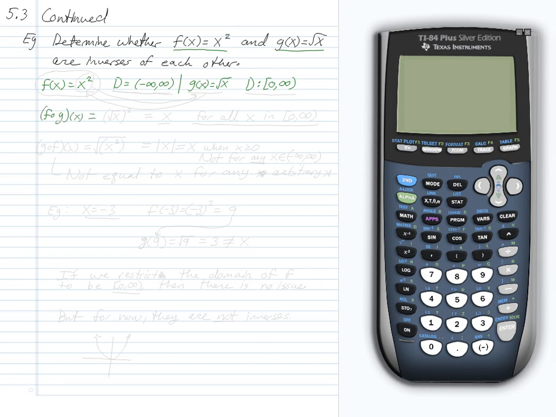Okay, so what are we going to do? We're going to plug g into f first. In other words, we're going to take the square root of x, that's going to be our input, and we'll square it. Now, it is always true that something under a square root, when we square it, we get whatever's inside. So this is true for all x, for any real number. In particular, it's true for any x in the non-negative real numbers.